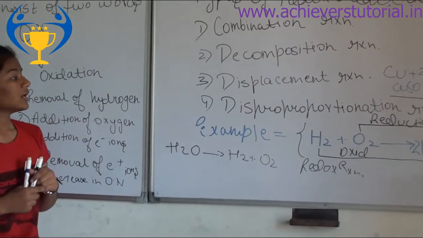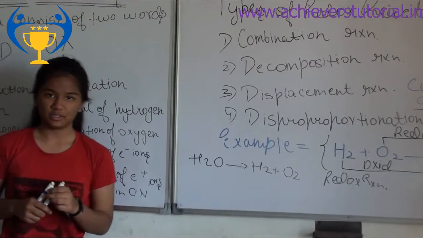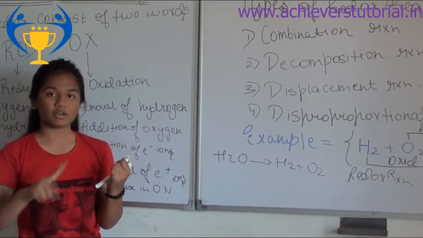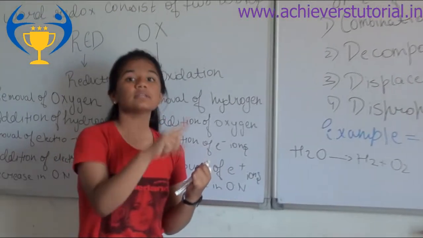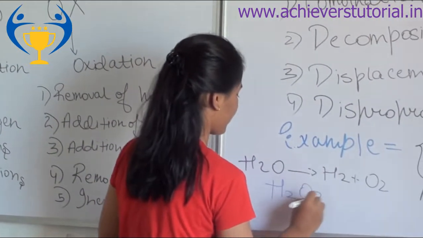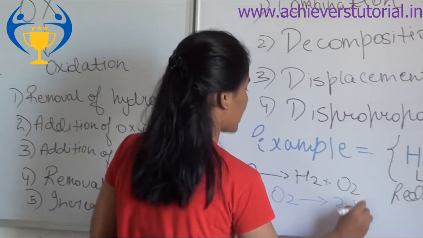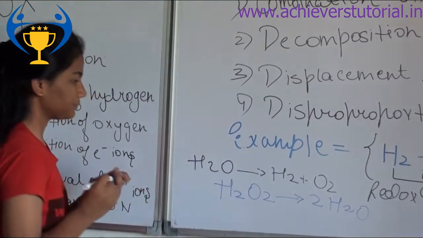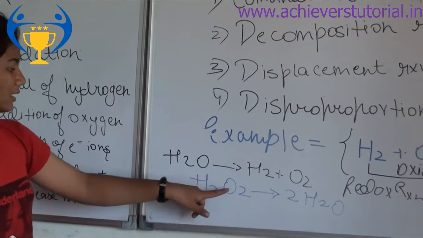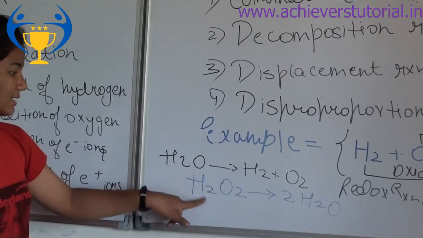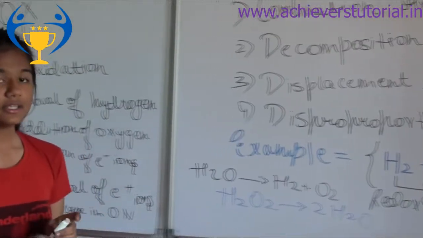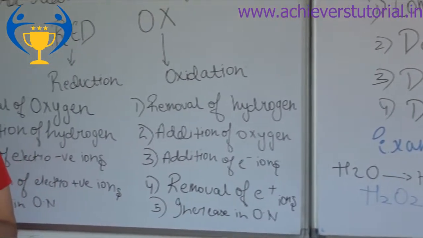Now fourth is disproportionation reaction. These are the type of reaction in which a single compound is oxidized and that compound is also reduced. For example, H2O2 gives 2H2O. Here, one oxygen is oxidized, and the other is reduced. These are known as disproportionation reactions.